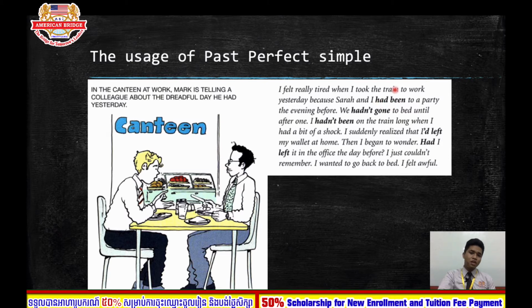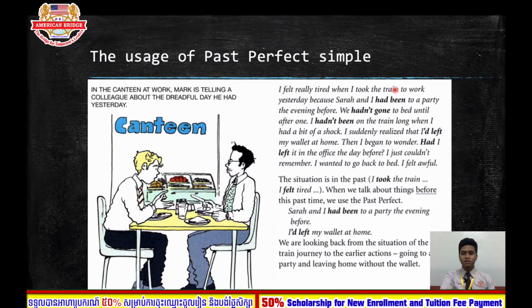So this, as you can see, the words are written in bold, in dark black here. These forms are written in past perfect simple. So why do they use past perfect simple here? Let's look at the explanation.